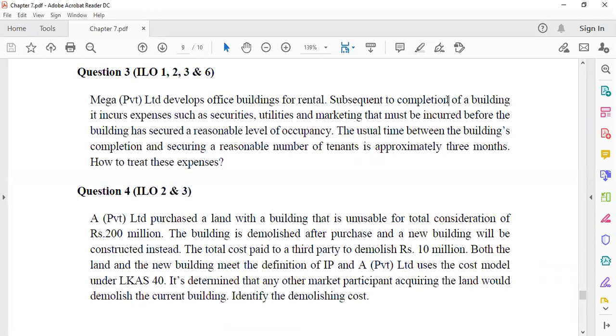The usual time between the building's completion and securing a reasonable number of tenants is approximately 3 months. So normally it takes a 3 month period after the completion to get the required level of occupancy. Then it asks how to treat the expenses like securities, utilities, and marketing. The fundamental question that you need to answer is whether you can capitalize those expenses or whether you should expense them. That's the fundamental question.